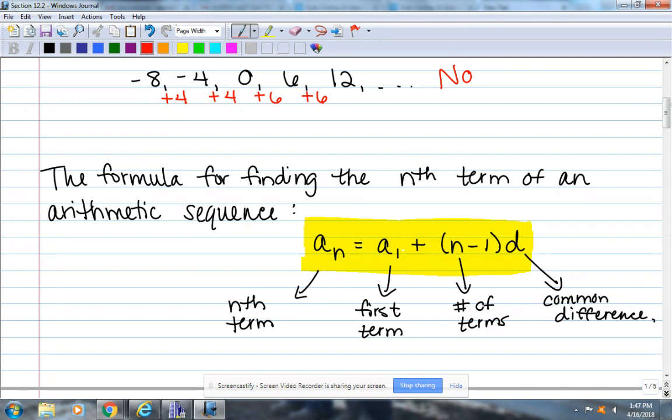That means the nth term, that's what A sub n means, equals A sub 1. A sub 1 means the first term. N is the number of terms, so you take however many terms you have and subtract 1 from it. And what is d? The common difference. What does the common difference mean? It's the difference in terms. It's how much you add or subtract to get from one term to the next in your sequence. That's it. So y'all get all that written down and let me know when you got it.